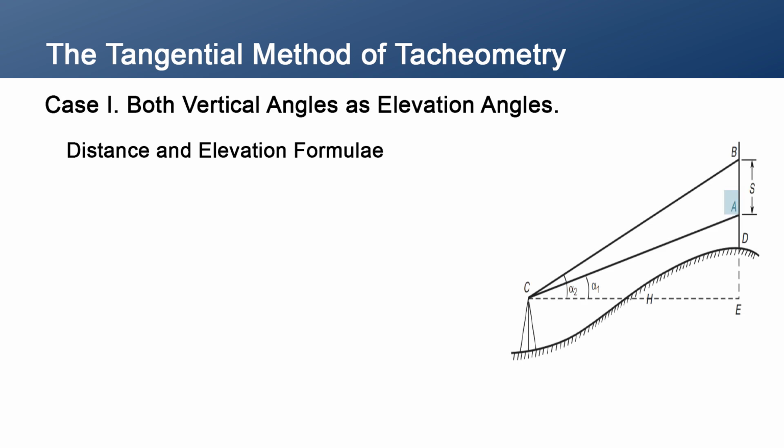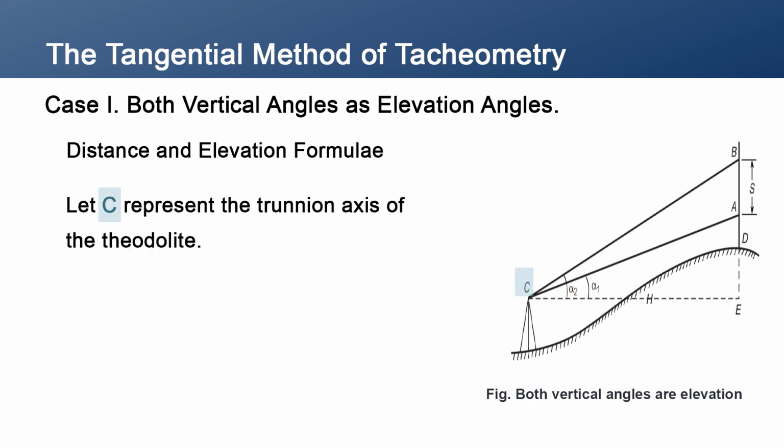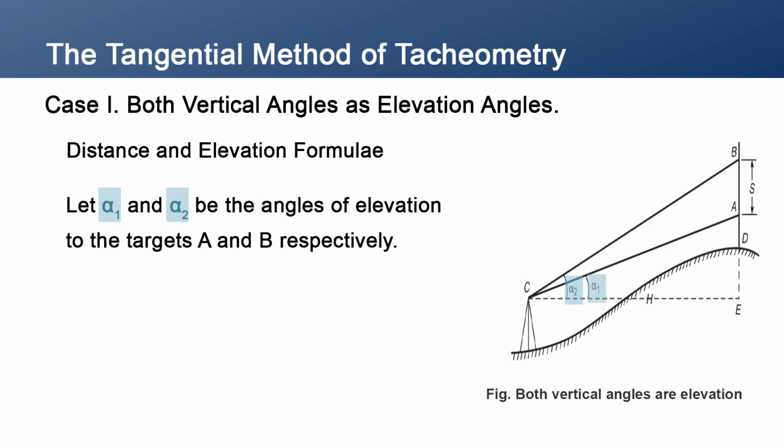Now, let us look into the first case where both vertical angles are angles of elevation. For this, imagine A and B represent two targets fixed s meters apart on a staff held vertical at D. Let C represent the trunnion axis of the theodolite and alpha 1 and alpha 2 be the angles of elevation to the targets A and B respectively.